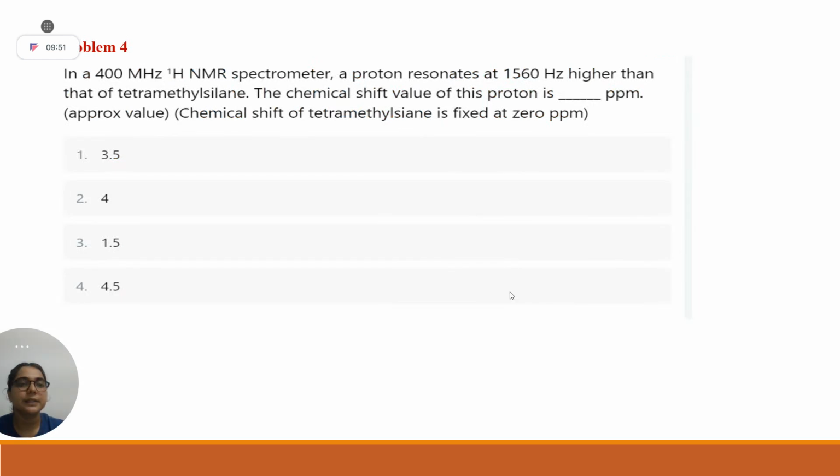This is your next question. This is numerical based. In a 400 megahertz 1H NMR spectrometer, a proton resonates at 1560 hertz higher than that of tetramethylsilane. The chemical shift value of this proton is. Before telling me the answer, first tell me what is tetramethylsilane?